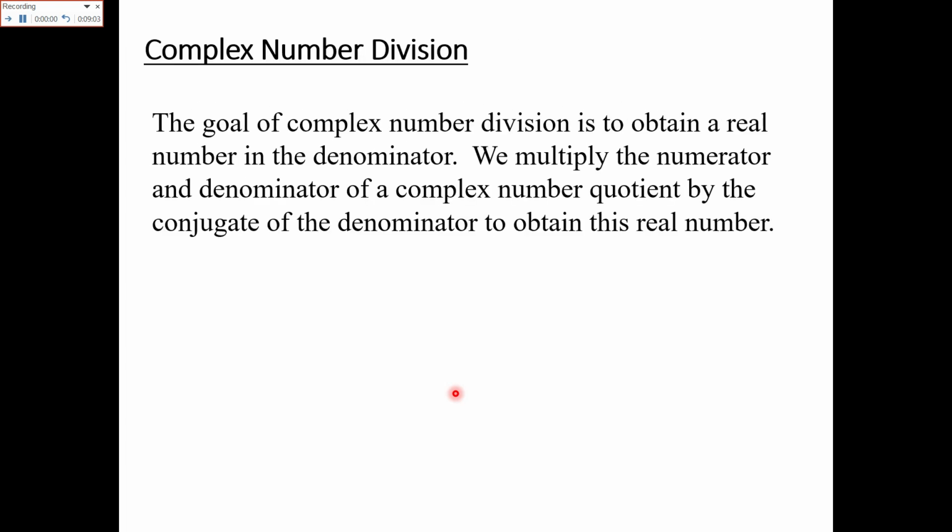Now, complex number division. The goal of complex number division is to obtain a real number in the denominator. When two complex numbers are divided by each other, the goal is basically to have a real number in the denominator. We multiply the numerator and the denominator of a complex number quotient by the conjugate of the denominator to obtain the real number, and this is also known as the quotient rule.